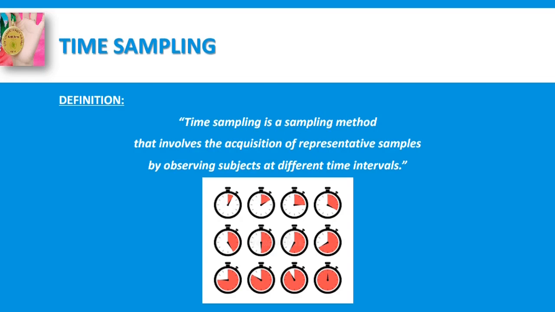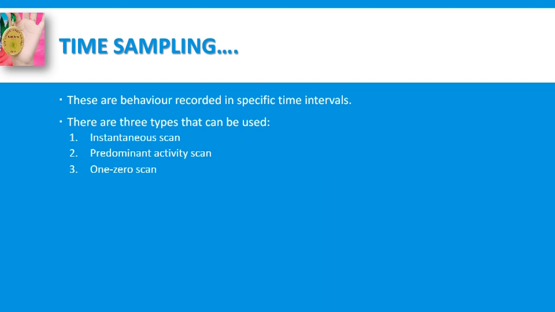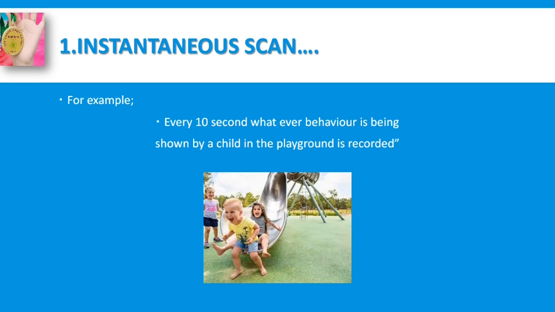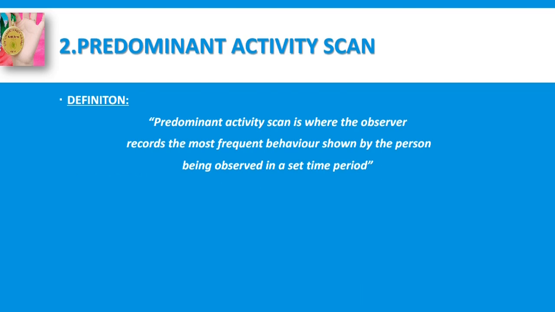Time sampling means behaviors are recorded in specific time intervals, and there are three types of time sampling: instantaneous scan, predominant activity scan, and one-zero scan. Instantaneous scan is where the behavior is recorded at the start of each set time interval. For example, every 10 seconds, whatever behavior is being shown by a child in the playground is recorded.